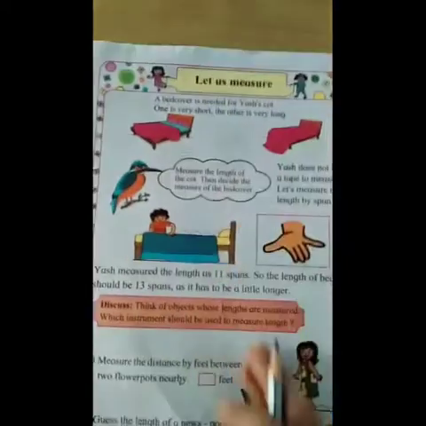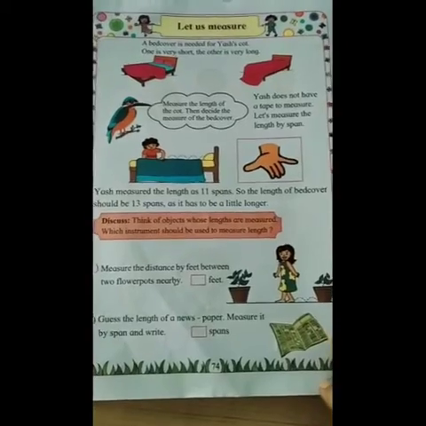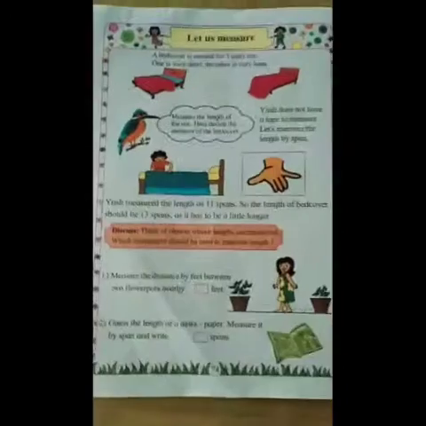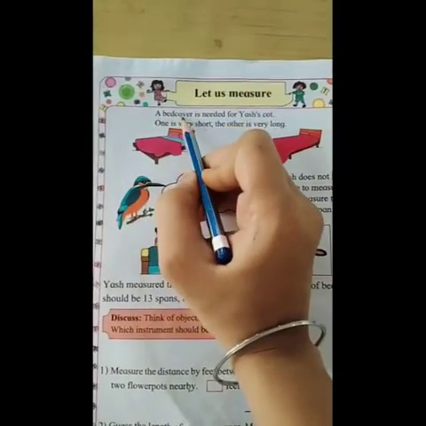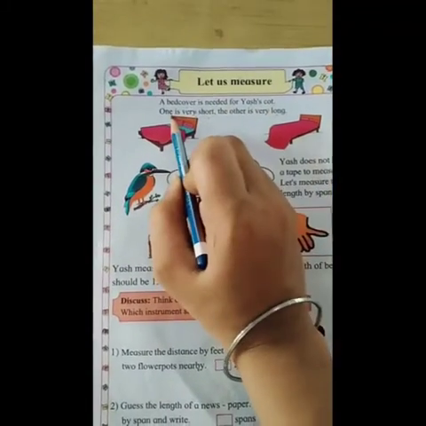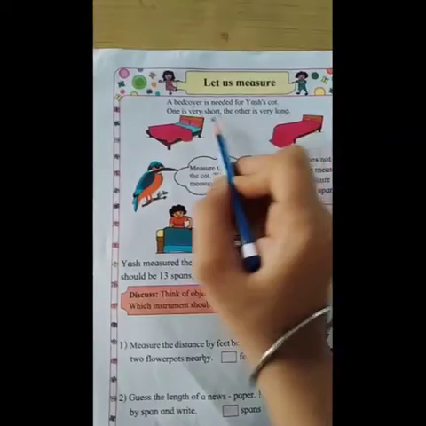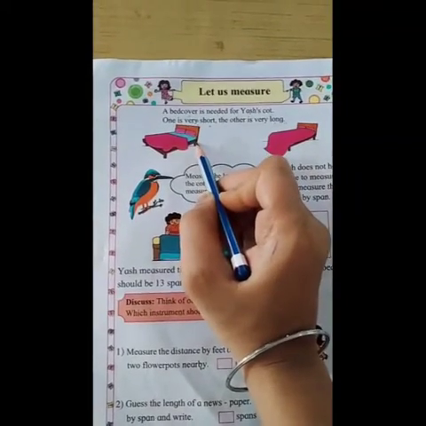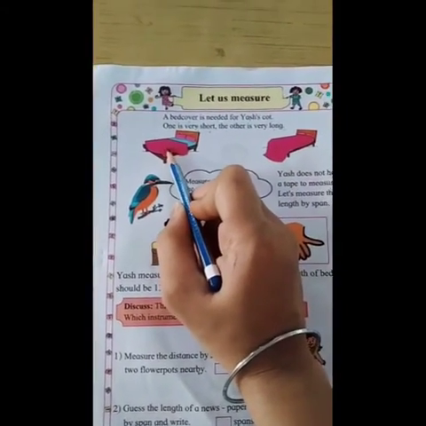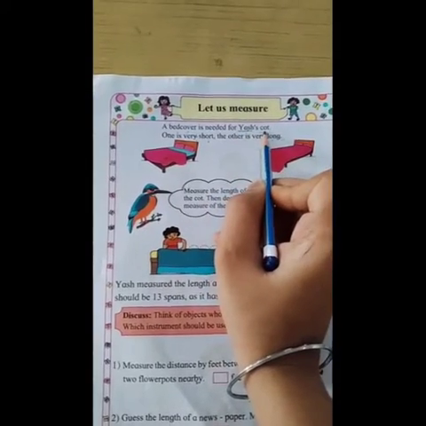There you will see let us measure, which we have already learned. Isn't it, students? Let us measure with the help of hand span, foot span. See. A bed cover is needed for Yash's cot. One is very short, the other is very long. See, it is a cot where you sleep and it is a bed cover. So whose it is? It is Yash's cot.